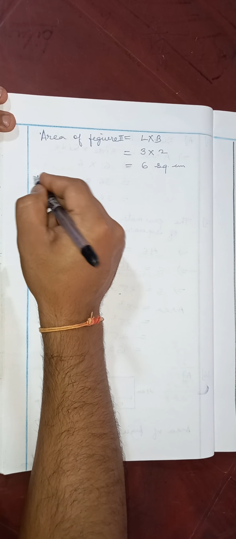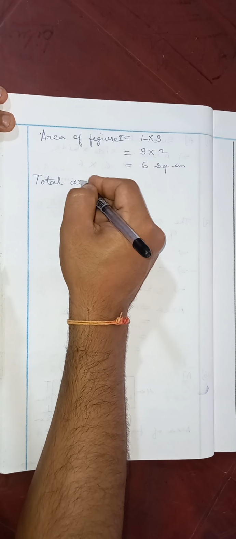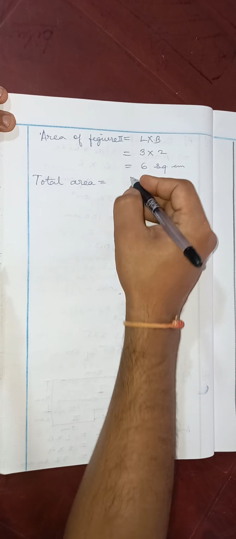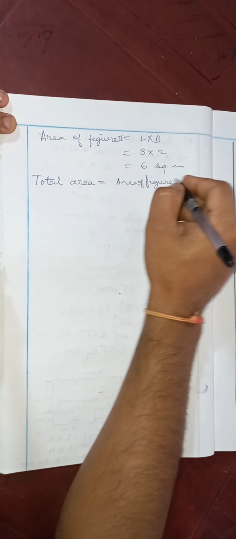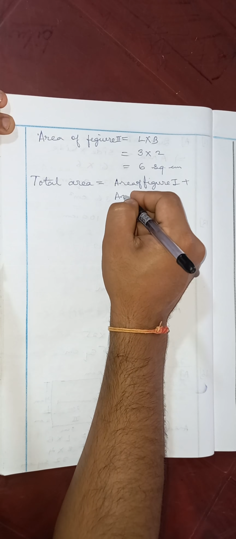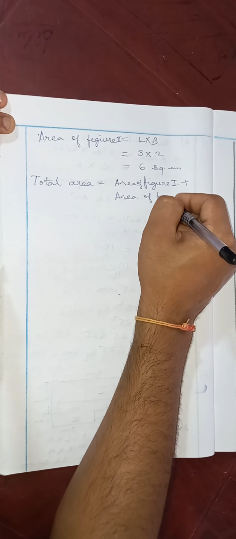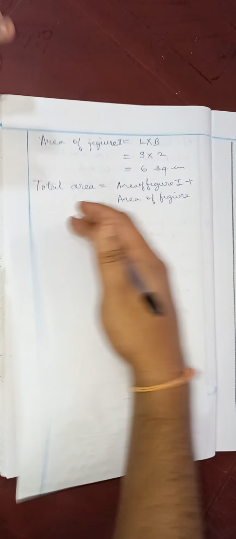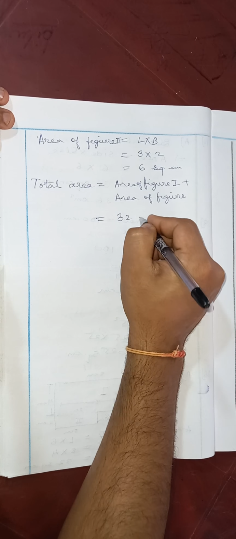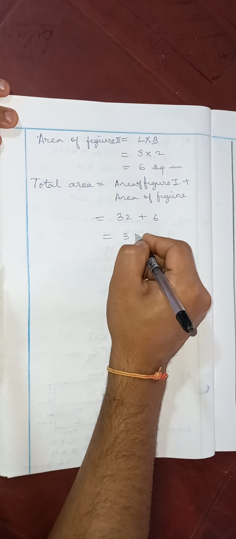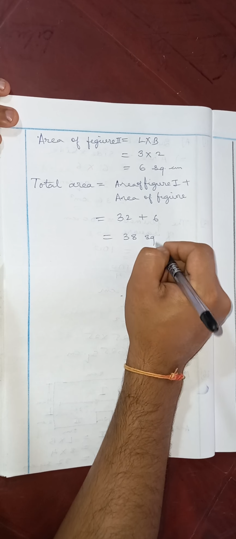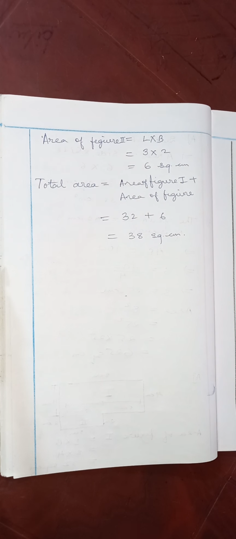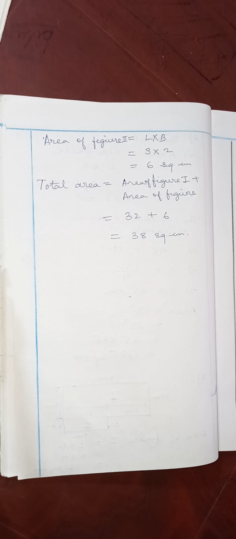So now total area, children, would be how much then? Total area of this composite figure is going to be area of figure 1 plus area of figure 2, isn't it? You just have to add both the areas. So area of figure 1 was how much, children? It was 32, isn't it? 32 plus 6 you have to do, so our answer comes 38 square centimeters. So this is how we find the area of the composite figure, like that.